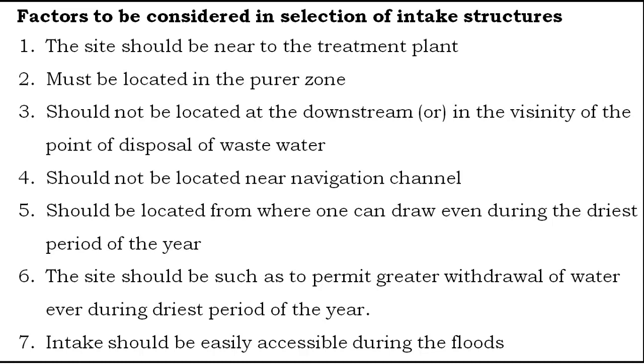We need pure water, because with the intake structure, at the treatment plant we can put in less effort to filter the water. Therefore the intake structure should be in the purer zone, and should not be located at the downstream. Obviously, at the downstream, the water will come from there with a very high speed, and erosion and mud will be going through the downstream side.